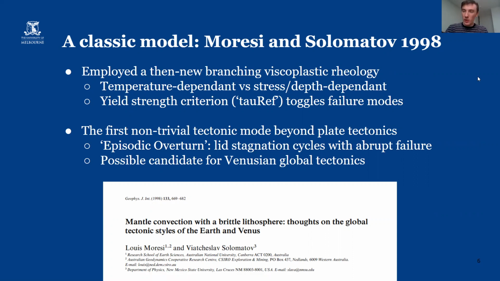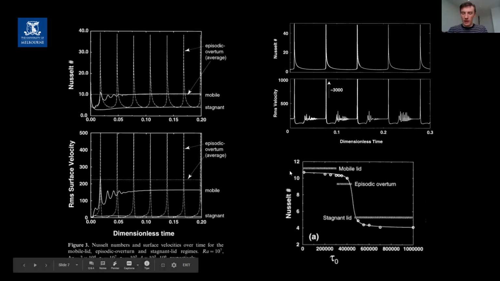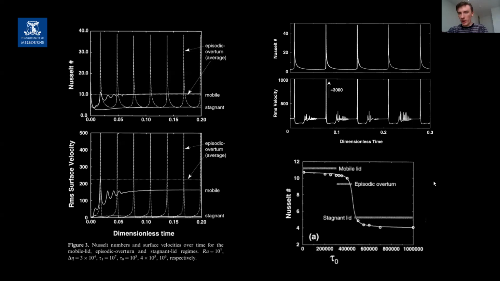So as old as the model is, it remains a really important one and a constant touchstone for people in our field. This paper gets cited all the time, even today. And this is from the original paper. You can see the three end members: the mobile end member, the stagnant end member, and then in between, episodic overturn. They had a go at drawing up a phase diagram of the system, but they didn't have very many models they were able to run at the time, just due to resource limitations.